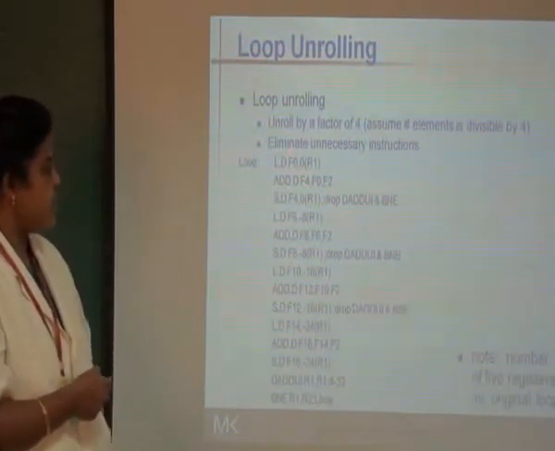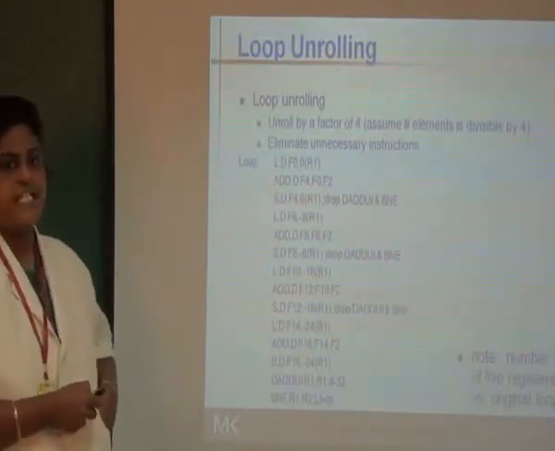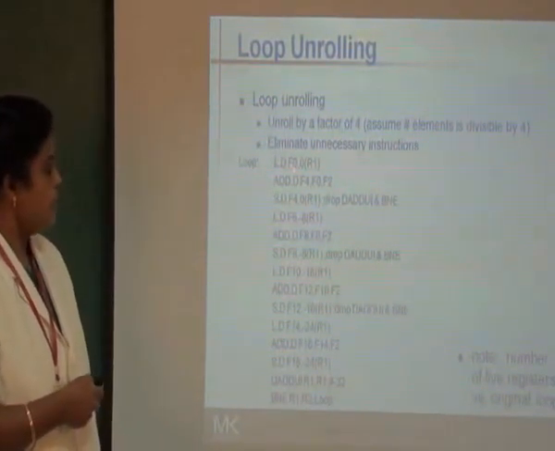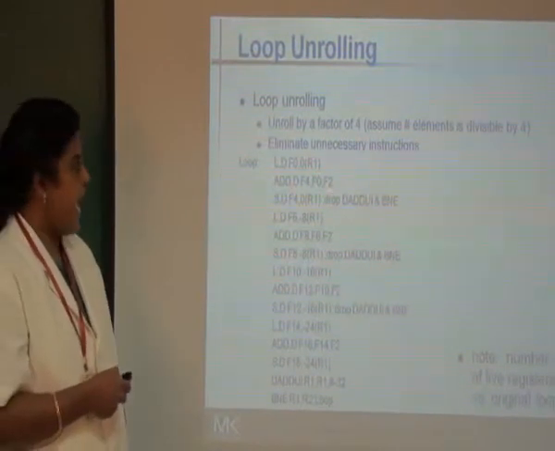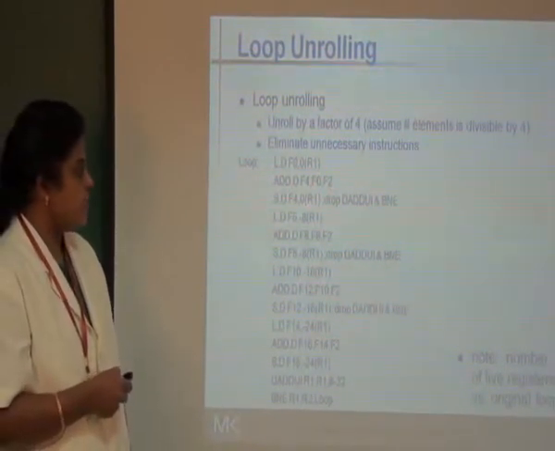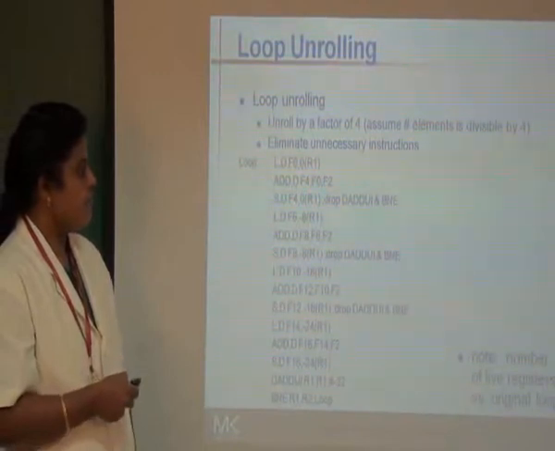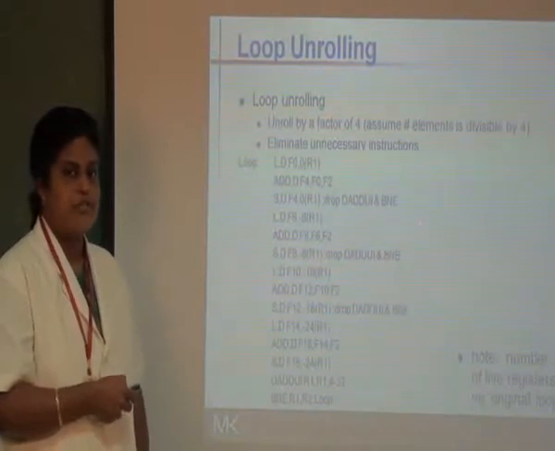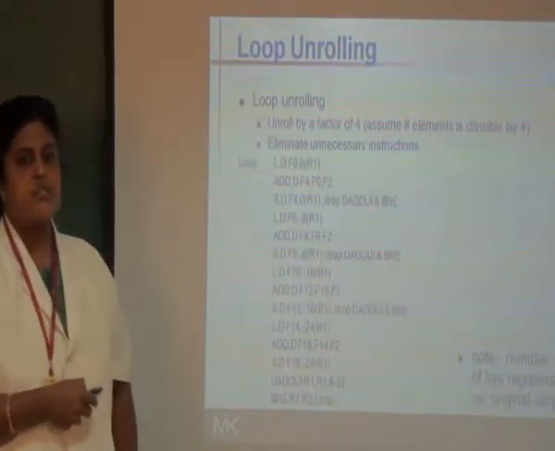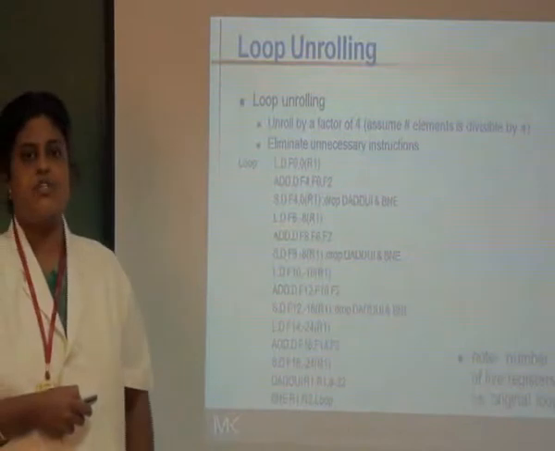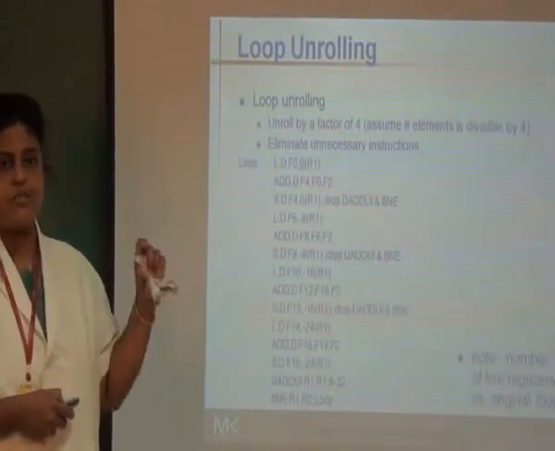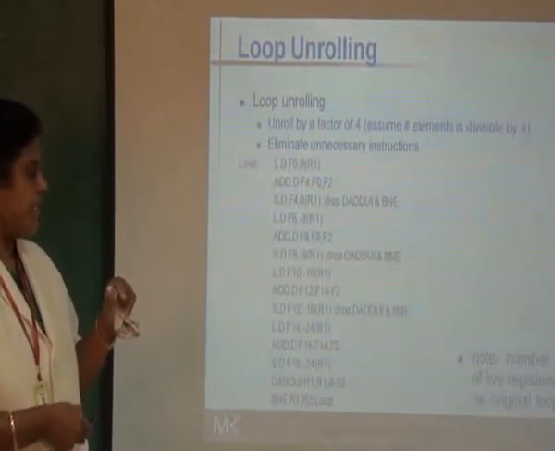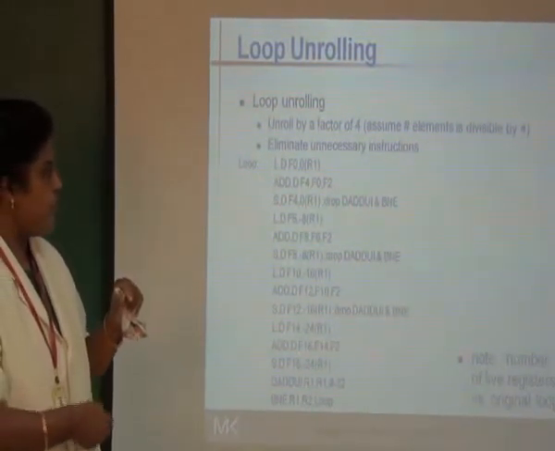So here we are supposed to eliminate the unnecessary instructions in the program. Load F0 with 0 of R1 and F2 with F0. Store this R1 into F4. We are going to drop this double add as well as branch not equal to, because branch not equal to is the instruction which brings the loop into this particular program. So we are just removing double add as well as BNE.